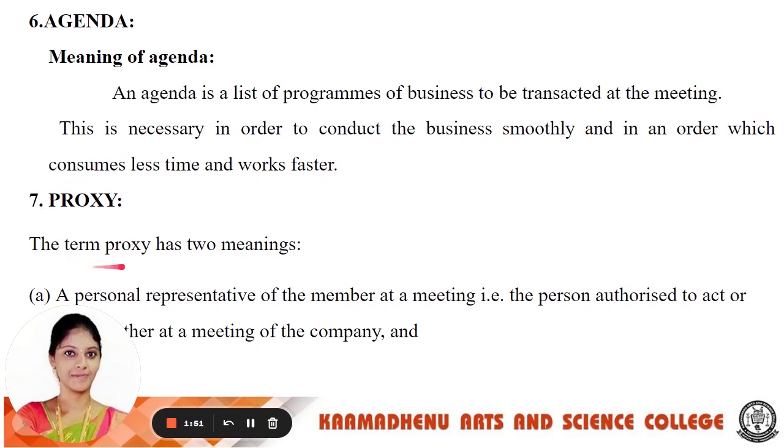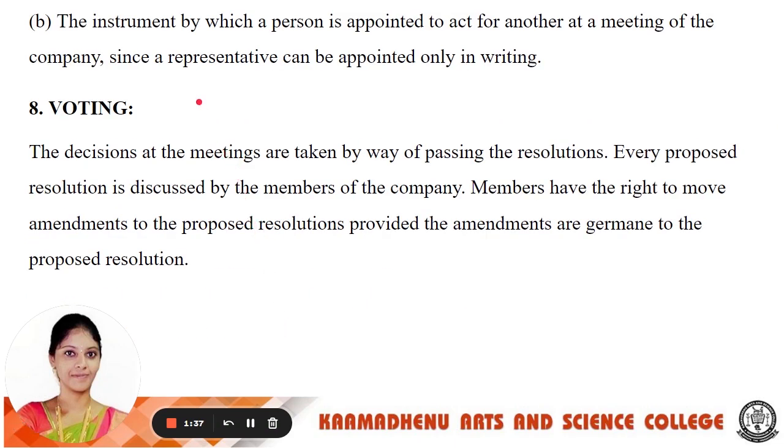The next requisite is proxy. The term proxy has two meanings: a person representing the member at the meeting, that is, the person authorized to act or vote at the meeting of the company, and the instrument by which a person is appointed to act for another at a meeting of the company, since a representative can be appointed only in writing.